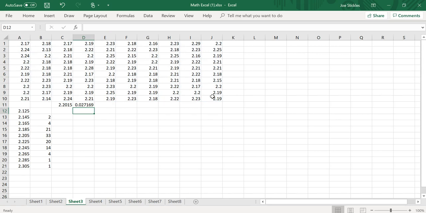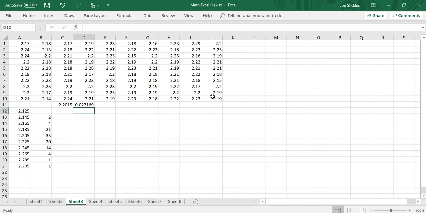So I now have estimates for the mean and estimates for the standard deviation. Now I need expected values for each class. I have to be a little bit careful. This 2.145 is everything less than 2.145. The values between 2.85 and 2.3, remember, these are the upper limits next to the classes. This 1 right here, even though I counted it between 2.285 and 2.305, is actually everything that's bigger than 2.285.